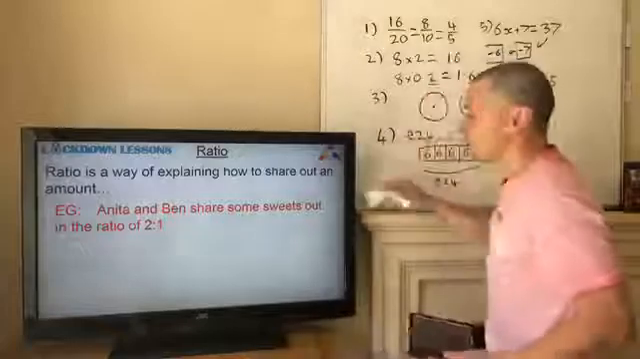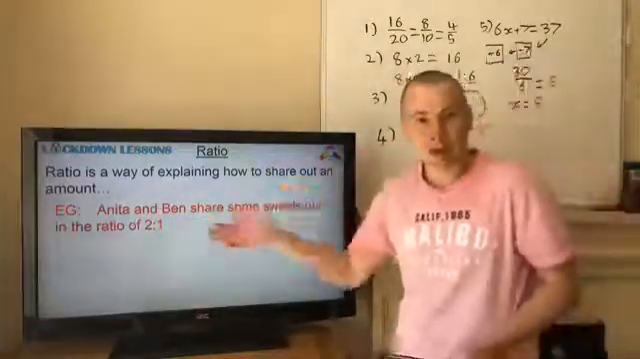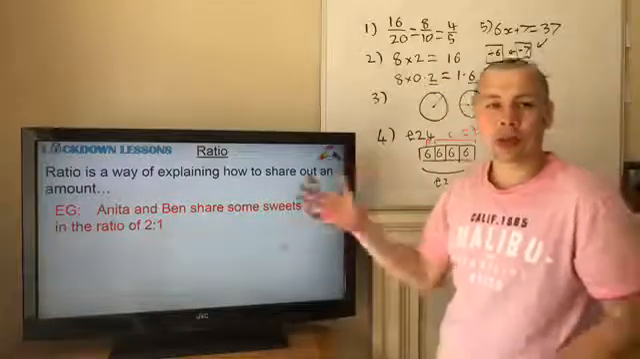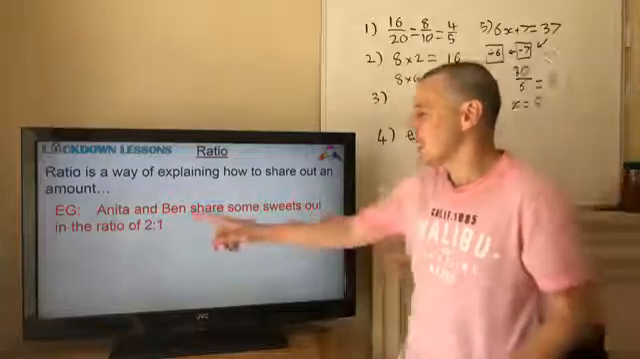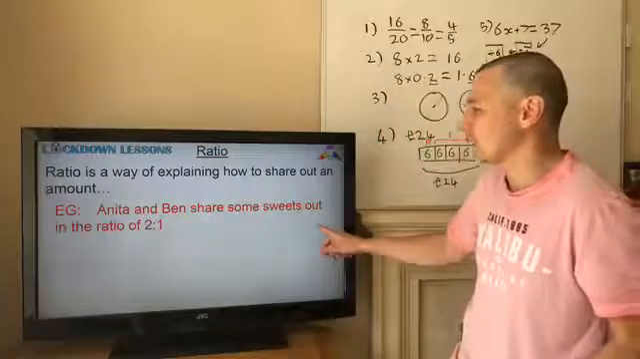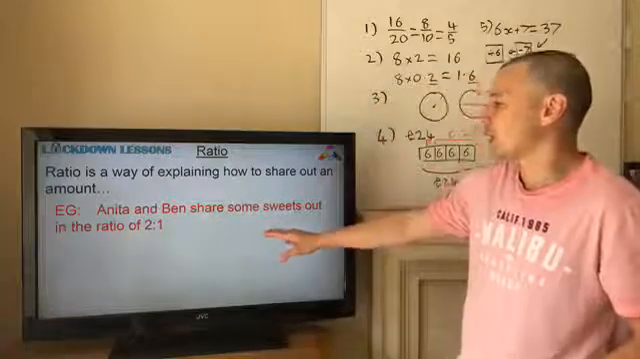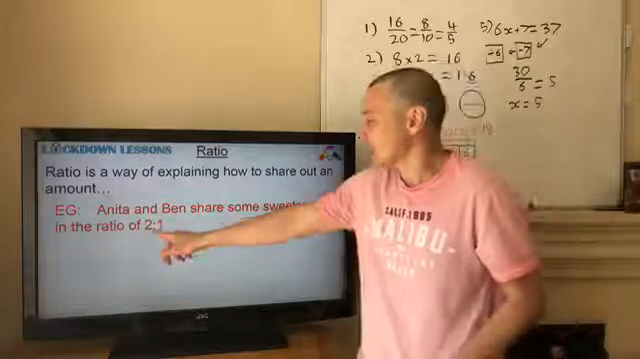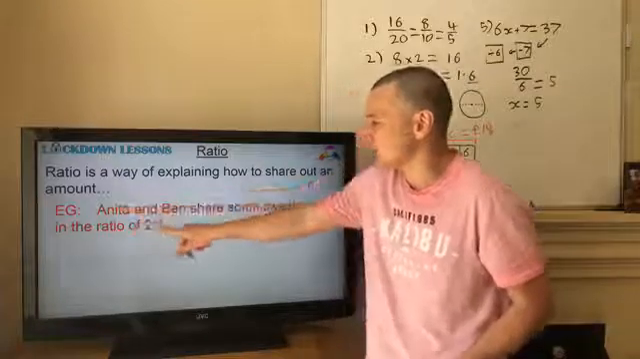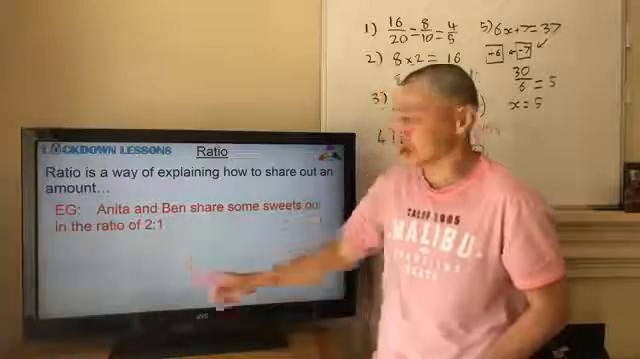Ratio. I'm going to be using Anita and Ben in this for A and B for most of the ratio questions, and we're going to look at some kind of worded ones later, but we're just going to start with the basics. So Anita and Ben share out some sweets in the ratio of 2 to 1. Okay, ratio is all about sharing things out to start with. So this says here, this is always the first person and this is always the second person. So Anita gets 2 parts and Ben gets 1 part.